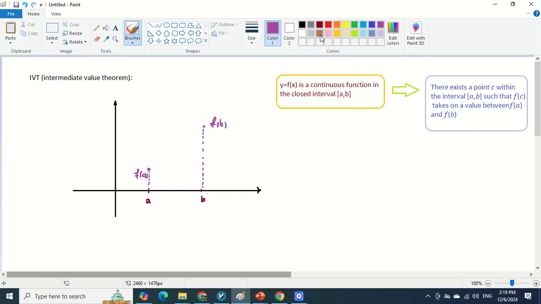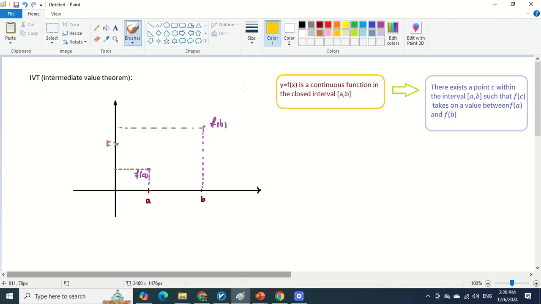In other words, if I have this value as f of a, I denote it over here as f of a, and this value as f of b that you can see over here. Then if I choose any value between f of a and f of b, for example this value k, then there exists some value c between a and b such that the value of the function at that point is equal to k.